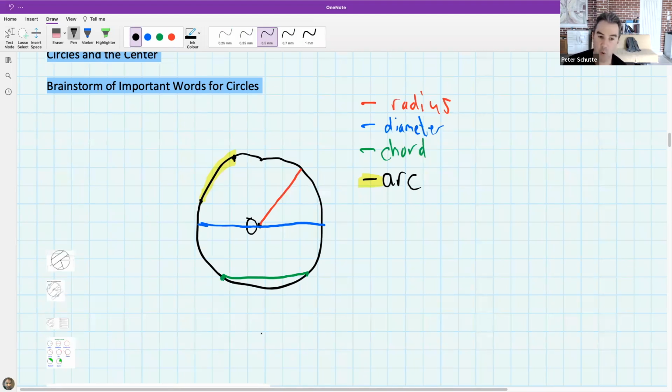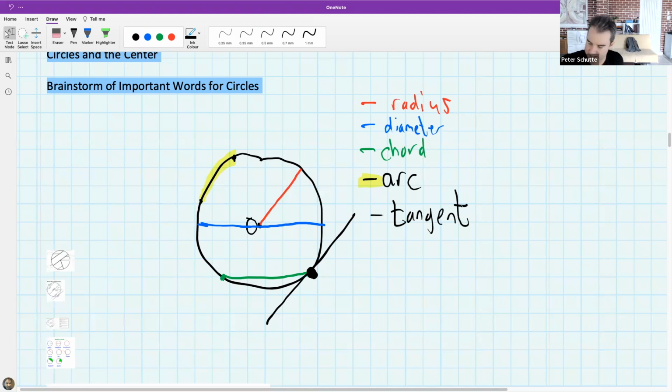Okay, I'm not going to do all the vocabulary today. I'm just going to do one more, and this is kind of a big deal one. This is a line that is touching the circle at just one point. Who knows what that's called? So a line that touches the circle at just one point is called a tangent. So there are more words, and I'm going to come back to them. But for today, these are the big five: radius, diameter, chord, arc, and tangent. Although I've got one more.